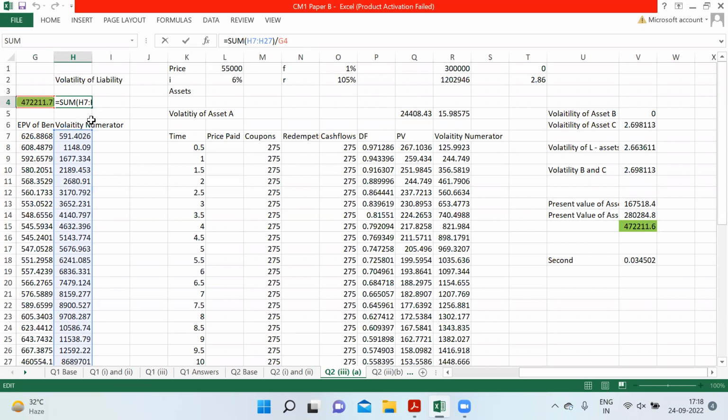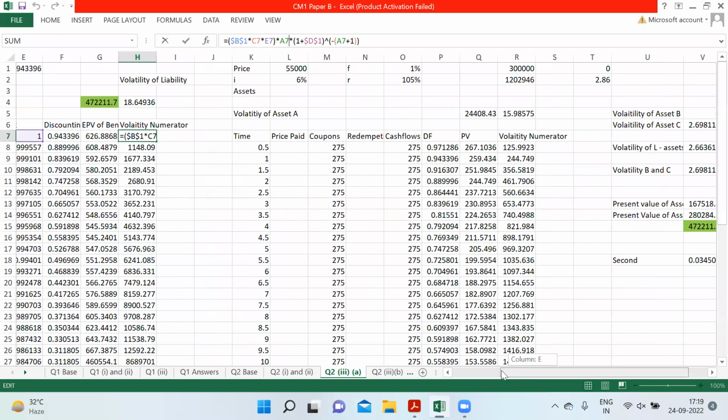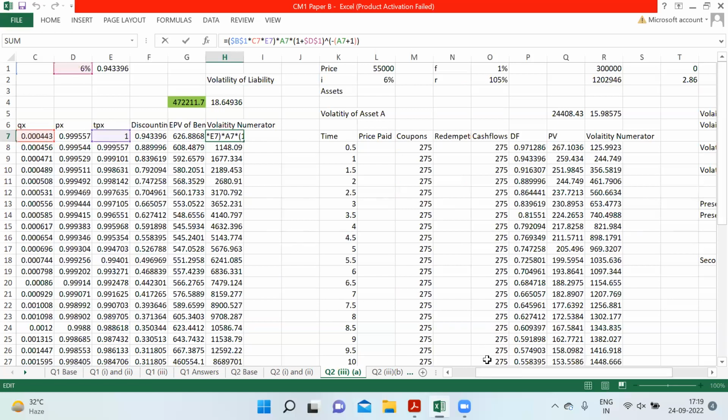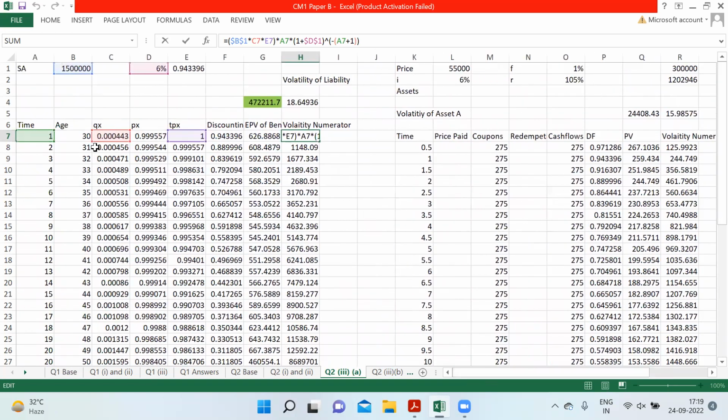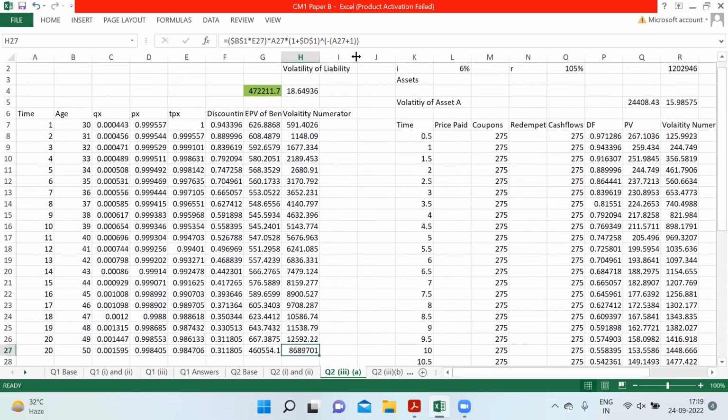total volatility of this. To calculate volatility, the numerator is basically the first differentiation. The cash flow value remains the same, that is sum assured into probabilities into the time into 1 plus i to the power minus time, the discounting factor, with an extra time, that is plus 1 in the exponent. And this entire sum is divided by the present value of the liabilities. Again, here in the volatility, make sure that you do not multiply with the mortality probability. Only the survival probability needs to be multiplied for the last year.